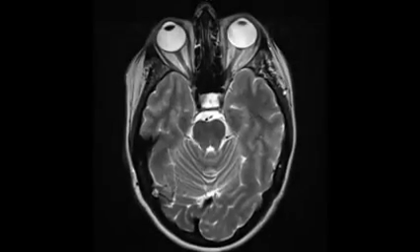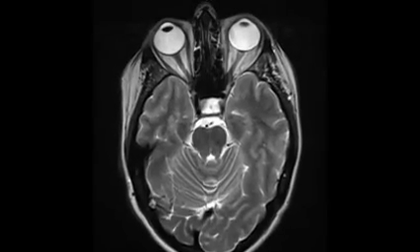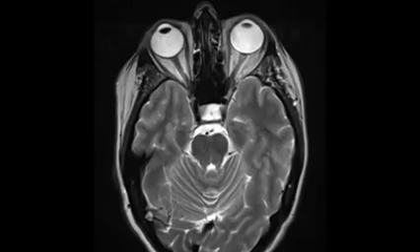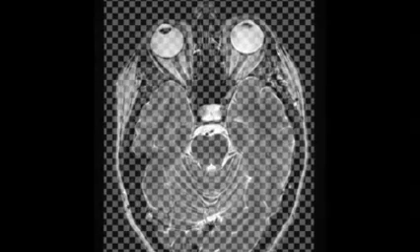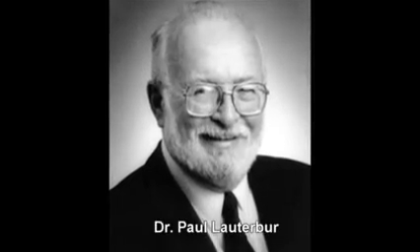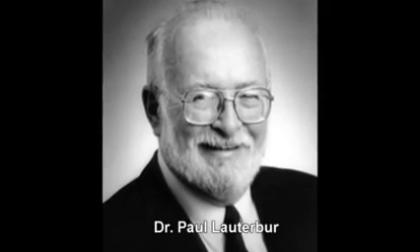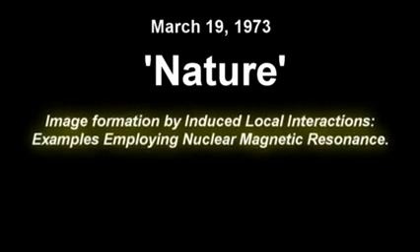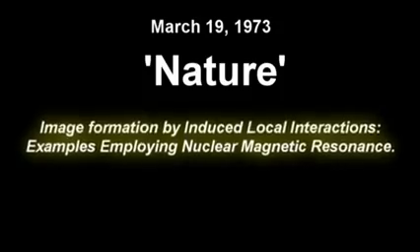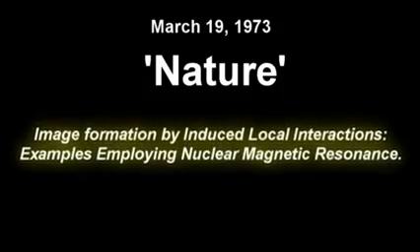To make an NMR picture, or MRI as we know it today, we have to be able to localize the signals coming from the sample or tissues in 3D space. The first to propose a technique to do just that was Dr. Paul Lauterbur. In the March 19, 1973 edition of Nature, Lauterbur published a brief article entitled Image Formation by Induced Local Interactions: Examples Employing Nuclear Magnetic Resonance.